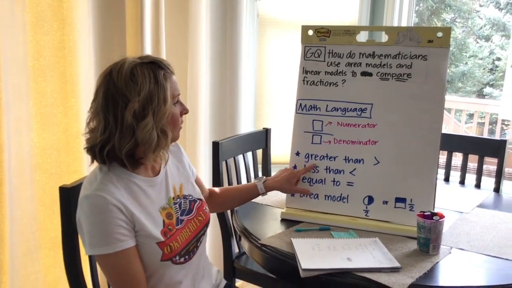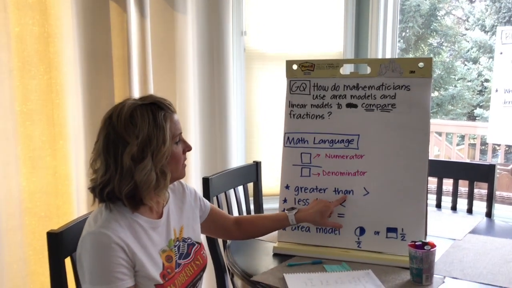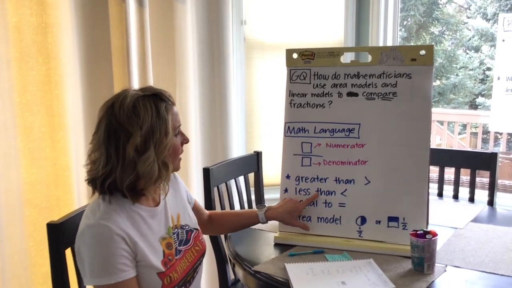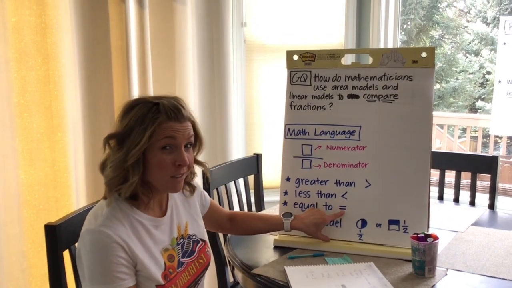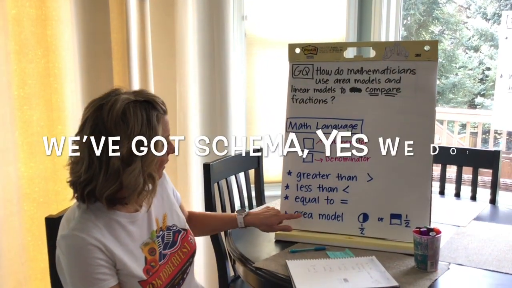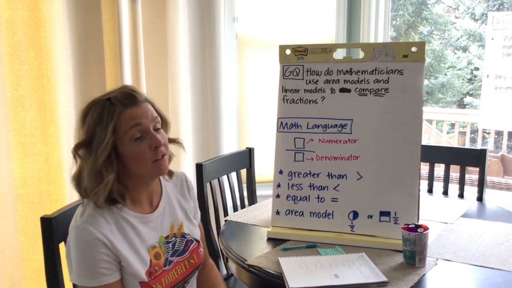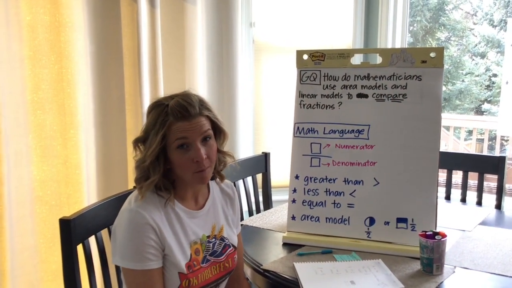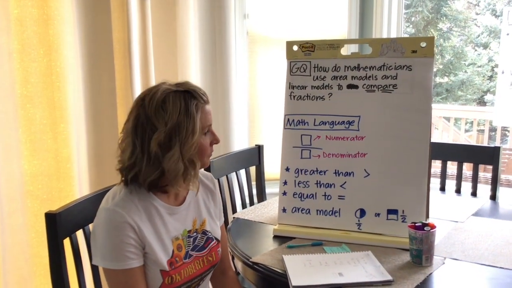And then today our new language compared to what we were working on the last 2 days is greater than, using this symbol, less than, using this symbol, equal to, or you could even say equivalent, that's what we've been working on. And then of course an area model. Here's a circle or a square or a rectangle. You could even use a hexagon. You could use any shape as long as it's representing that portion or fractional part.